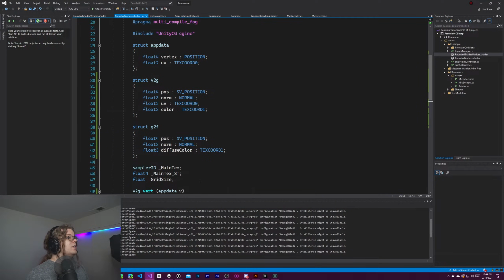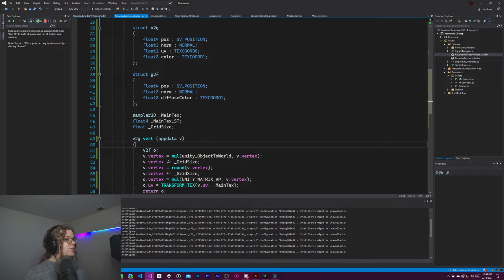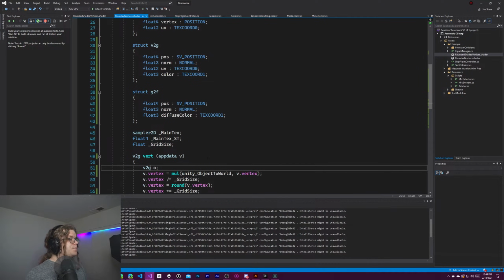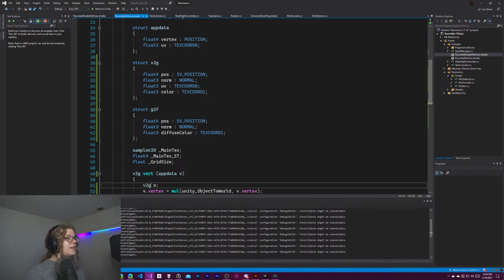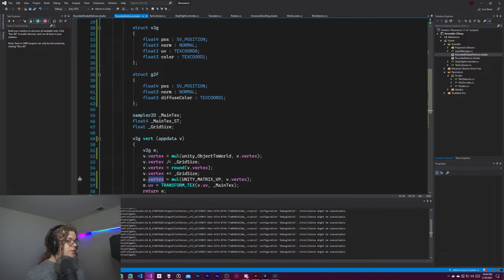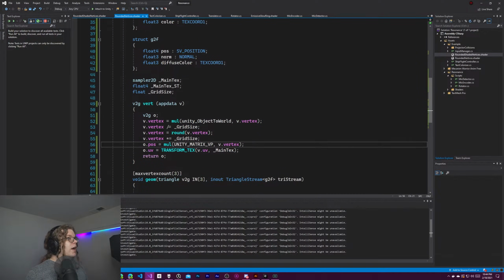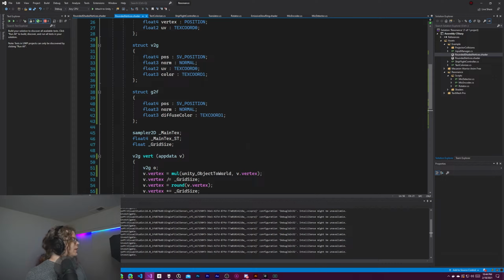We do need a bit of extra information here, and that's wrong. That needs to be changed to a V2G. We have our vertex and we have our UV. The problem is it's no longer called vertex, it's called a position. So we're just going to change that in the output. And we have a normal and a color. And I don't think we're doing anything with it.